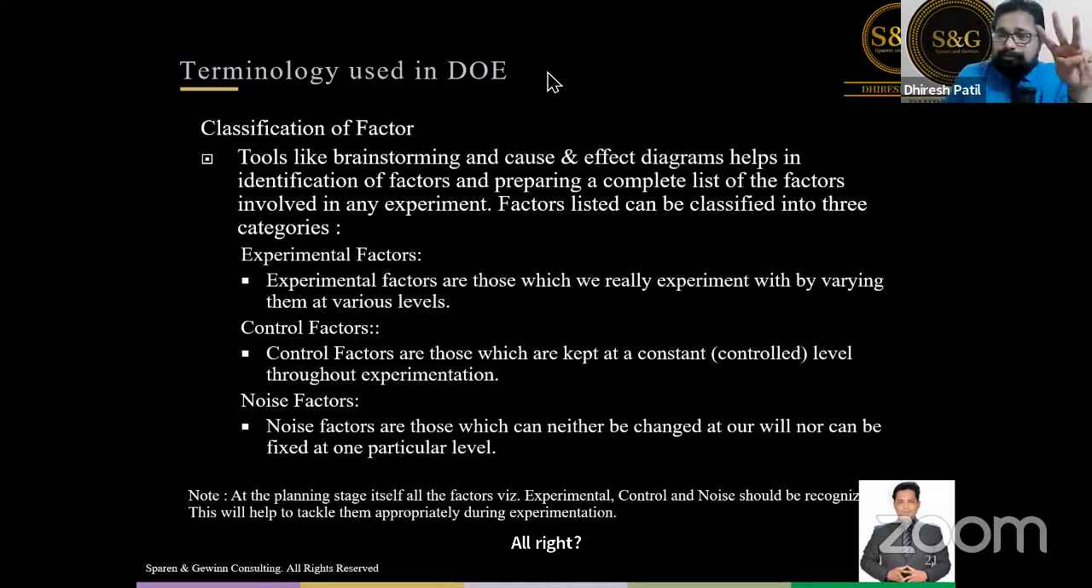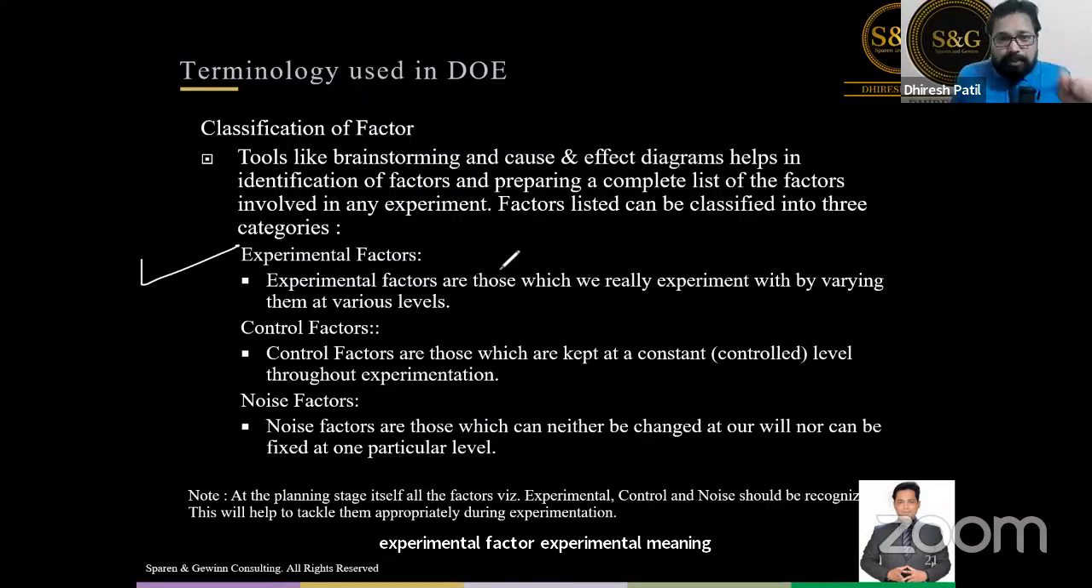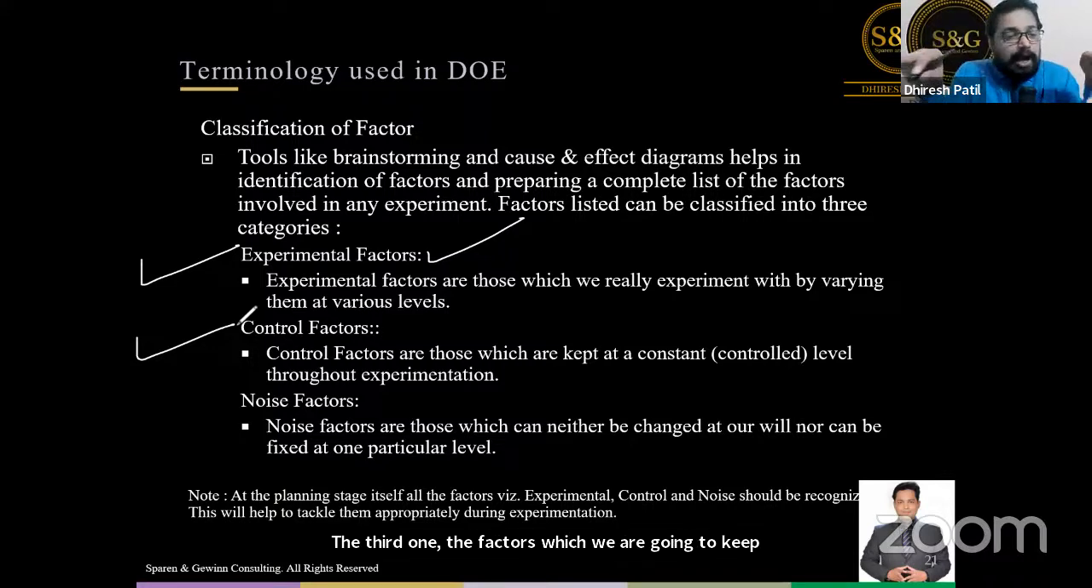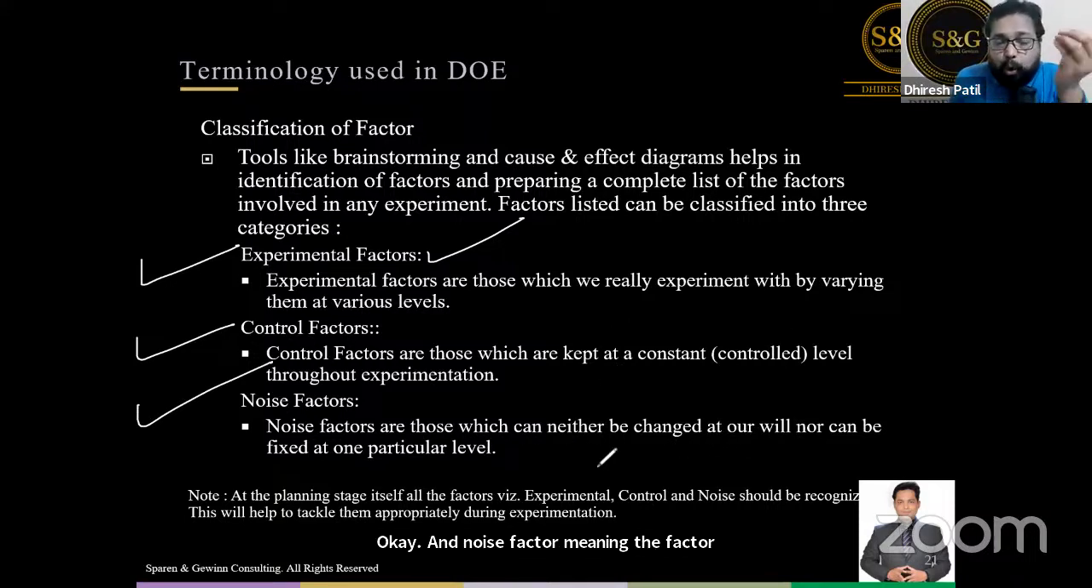Now, there are 3 types of factors. Factor number 1 is the experimental factor. Experimental meaning the selected, the critical factors which we are going to experiment with. Those are called experimental factors. The second one, the factors which we are going to keep constant, are called constant factors. And the third is the noise factor, meaning the factor over which we don't have any control.